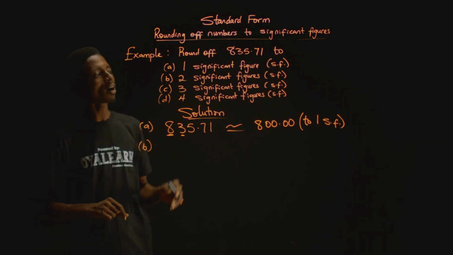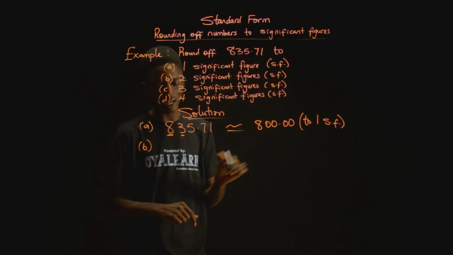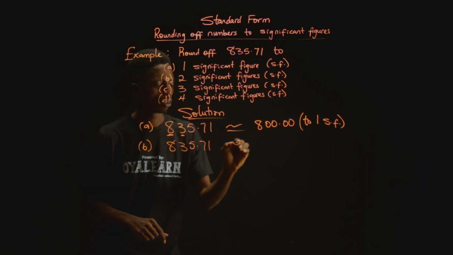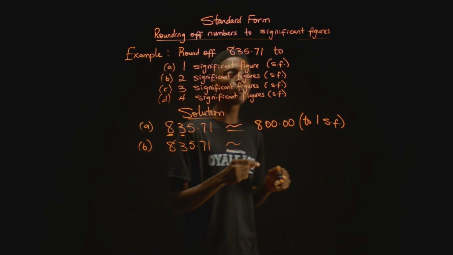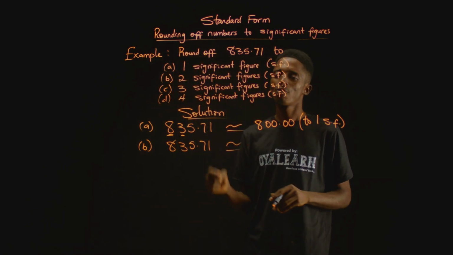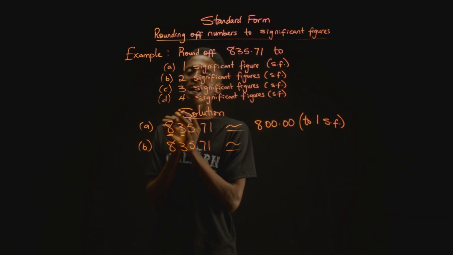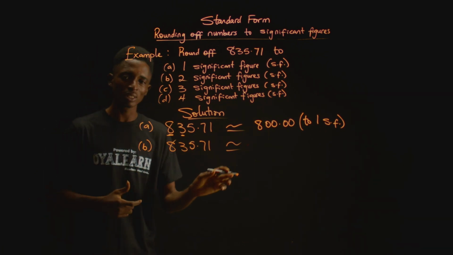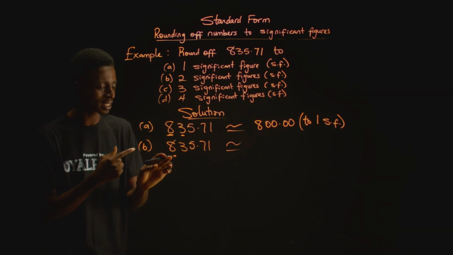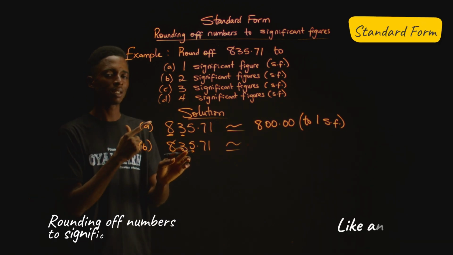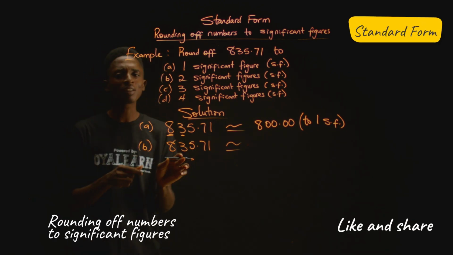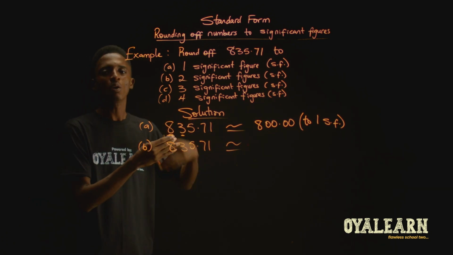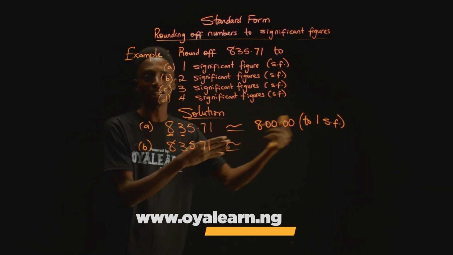Now B, to round it off to two significant figures, we have 835.71 to two significant figures. Now we will look for the second significant figure. Remember, you are going to start from the first non-zero. So since this is a non-zero digit, we are still using 8 as our first, and then the second significant figure will be 3. Mind you, even if this is not a non-zero, as long as the first one has been counted, every other digit will fall in place. That is first, second, third, and so on.